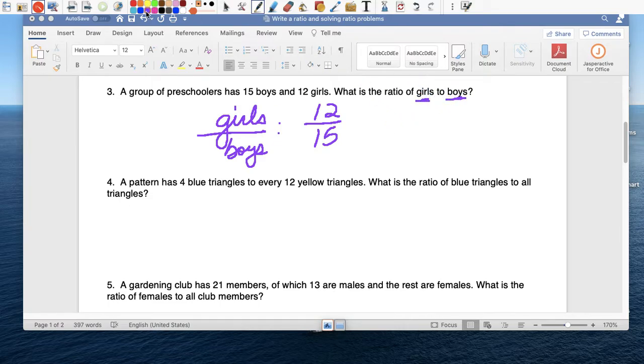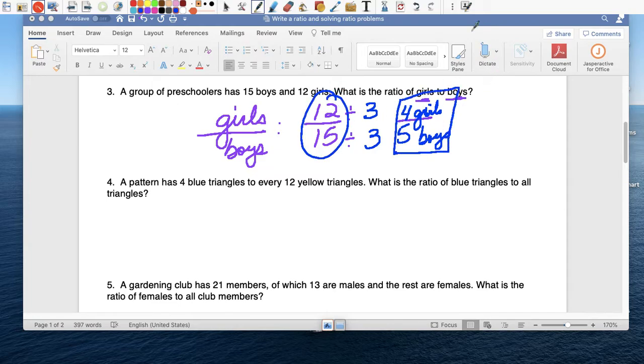Now ask yourself, can we simplify? Yes, we can. What can I divide top and bottom by? The number is 3. 12 divided by 3 is 4. 15 divided by 3 is 5. So what's the ratio of girls to boys? It's 4 girls to 5 boys, which is the same thing as 12 to 15, but this is the simplified version.